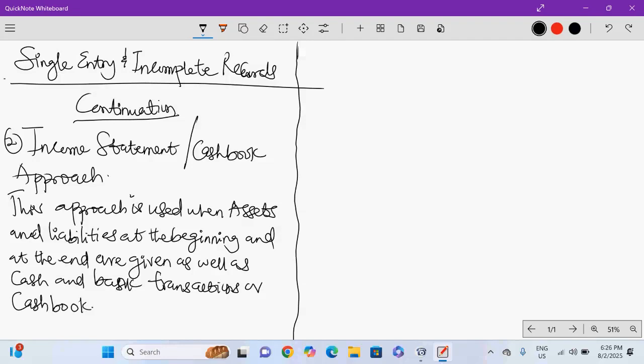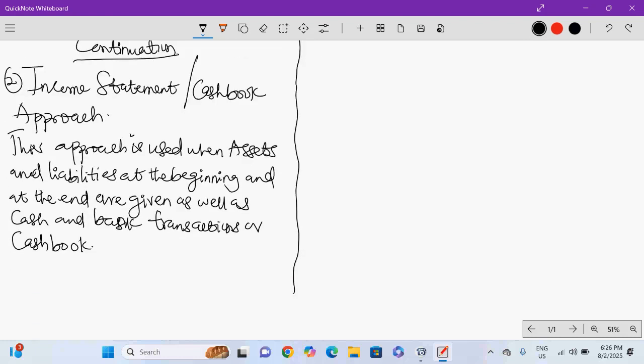You can see that under the not-for-profit making organization that we looked at, you were given receipt and payment, right? The receipt and payment is the cash book for not-for-profit making organizations. But with the single entry, it is known as the cash book. The cash book looks at the receipt and payment.